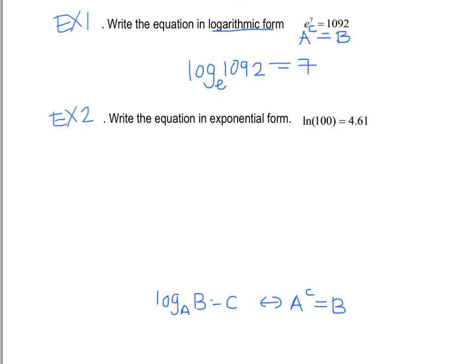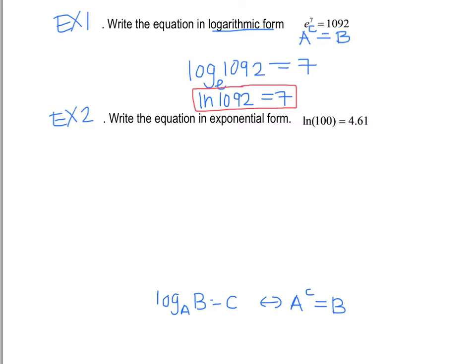Now, log base e is the natural log, like we just showed on the first slide. So I can rewrite that log base e as just the natural log of 1092 equals 7. And we're not solving anything here. This just said rewrite it in log form. So now this is the same equation in log form.